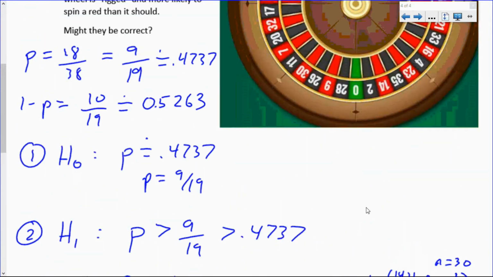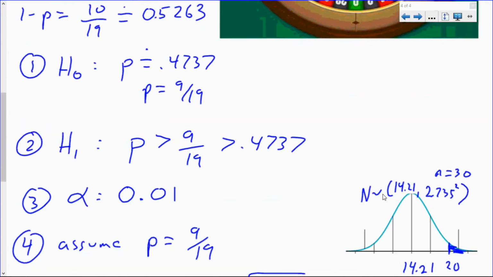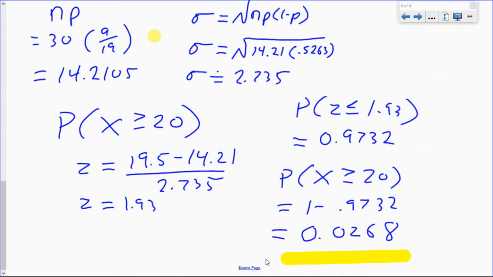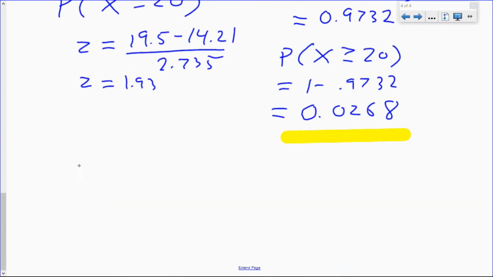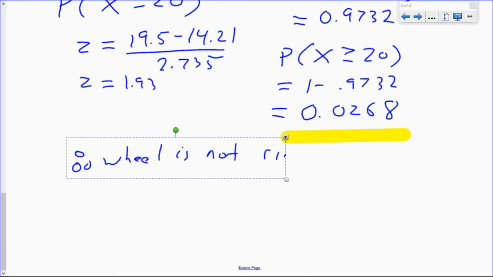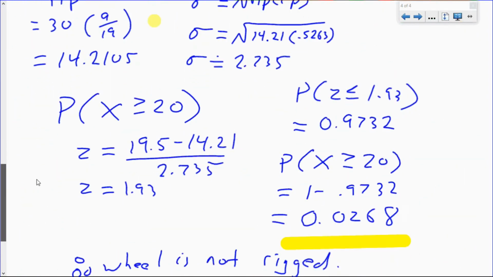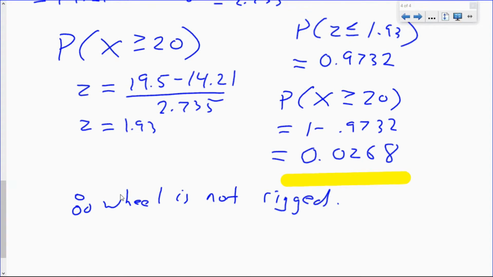That, in this case, according to our significance level I chose, which was right here, means we keep the null hypothesis. We say that this is not significant enough. And so we say, therefore, the wheel is not rigged. Or there's not enough evidence to say that the wheel is rigged. We would say that, look, yeah, there's a 2.68% chance that you would have 20 reds out of 30. That's not that bizarre. That's definitely possible.